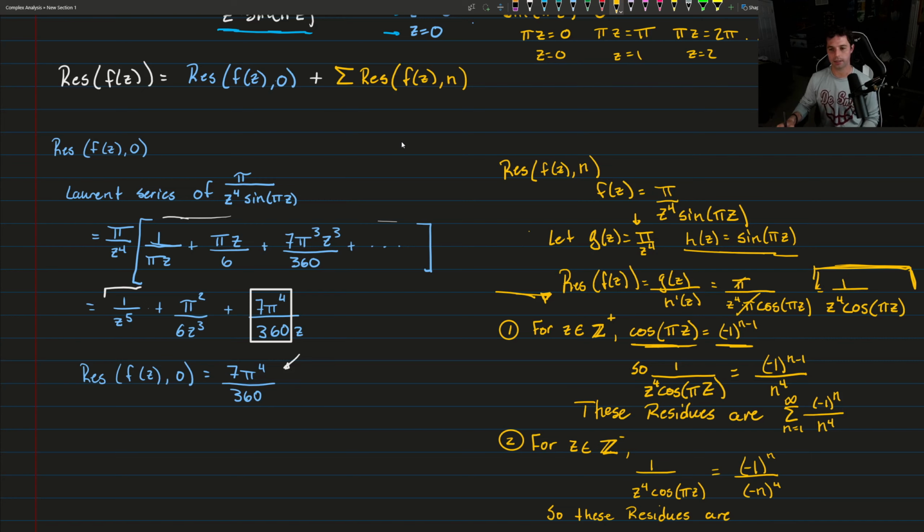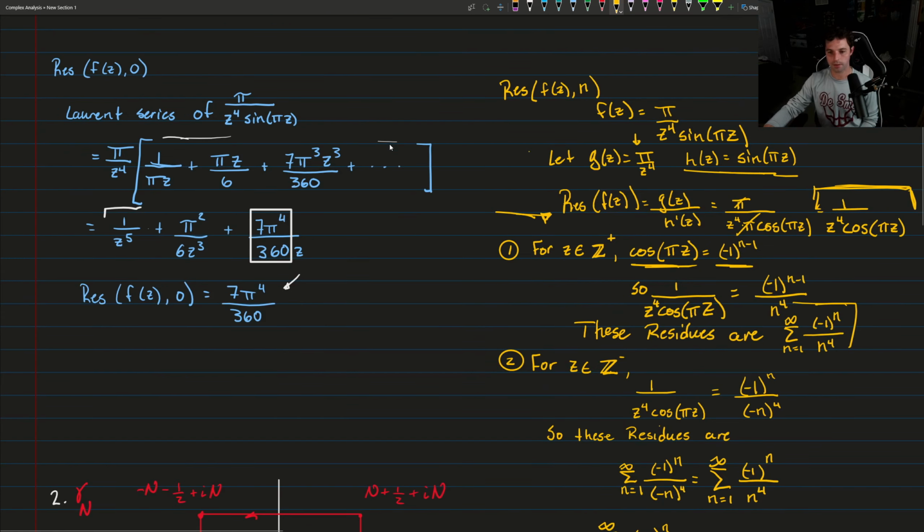1 over cosine of pi z is going to act like negative 1 to the n, right? So that's going to alternate between negative 1 and 1. So this residue is ultimately just going to be the sum from 1 to infinity of negative 1 to the n over n to the fourth. Okay, at least that was my logic behind it.